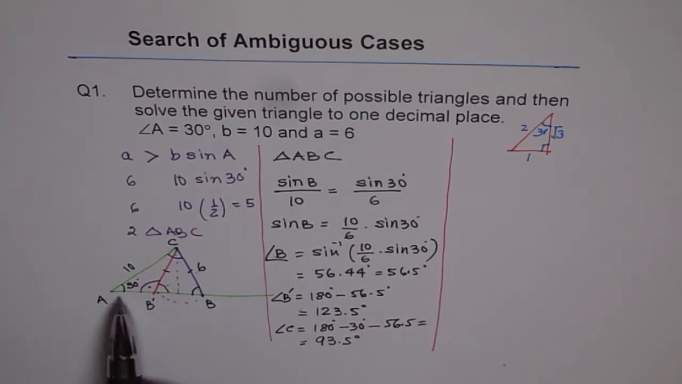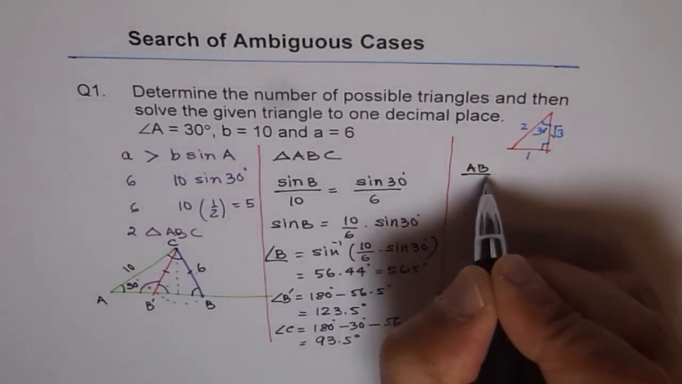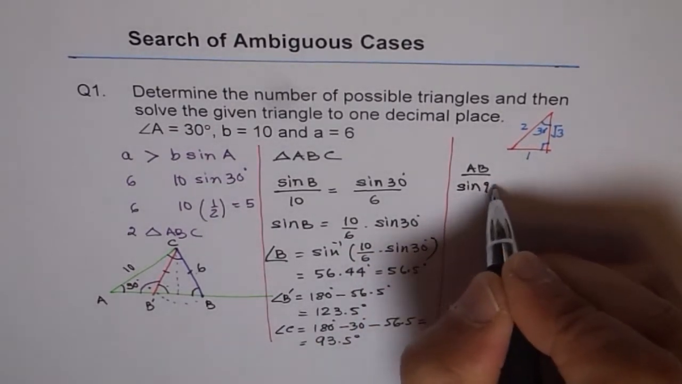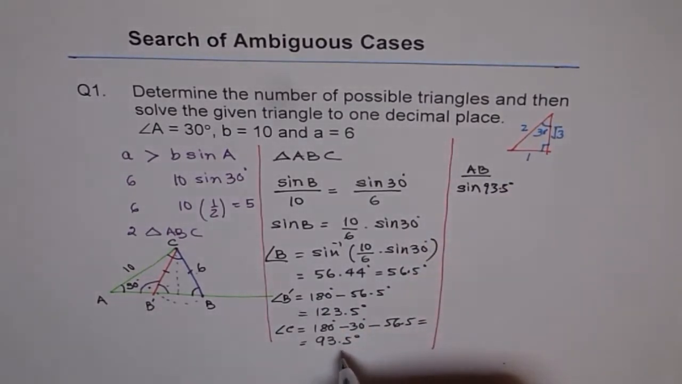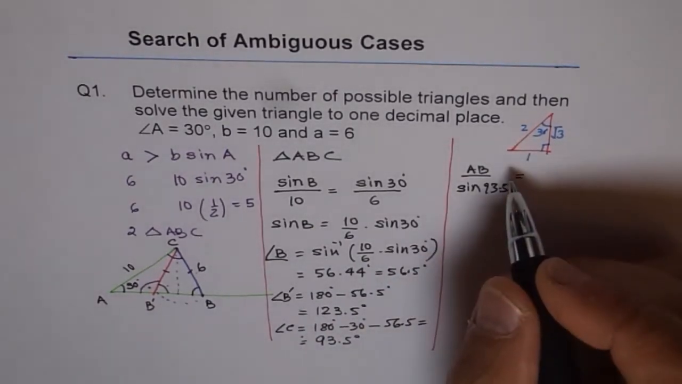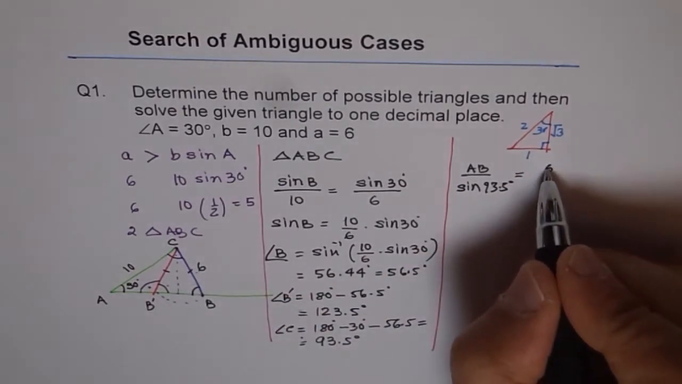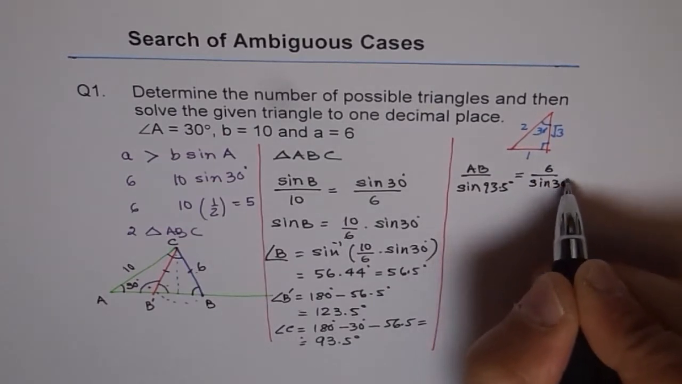And we can find side c, which is AB, by using the sine law, correct? So we'll find now side c, that is AB, right? So AB over sine of 93.5, this will give an approximate answer because I rounded it to 5, right? Equals 6 over sine of 30 degrees, which is half, right? Sine of 30 degrees, correct?